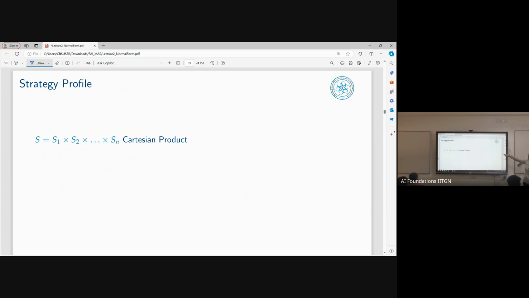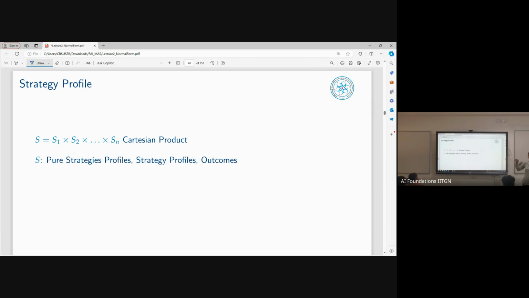So now this is called the Cartesian product, and S represents the set of strategy profiles. Right? S1 is the strategy set of player 1, S2 is of player 2. But what is a strategy profile? It's an instantiation of strategy for all the players. So this is also called the set of pure strategies or the set of outcomes. Right?